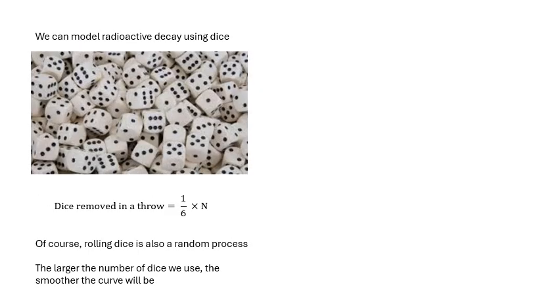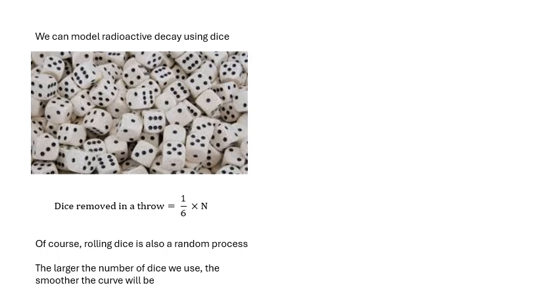So there's a couple of ways that we can model radioactive decay. We can model it using dice, and hopefully you've done this. You get lots and lots of dice, a couple of hundred dice, and then you throw them all, and you take away all the sixes. Now, the dice that is removed in a throw should be a sixth of N, shouldn't it? But of course it's random, so whether you get exactly a sixth or not is very unlikely. On average, you will get a sixth. And the bigger the number of dice that you use, the closer to a sixth it will be.